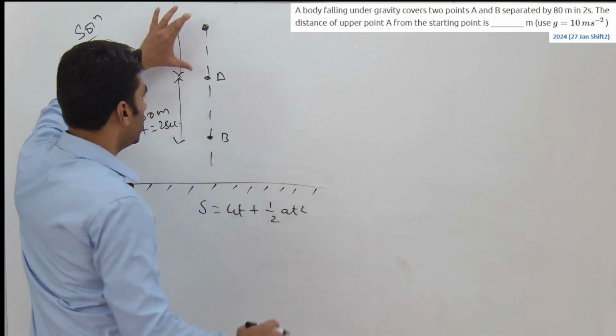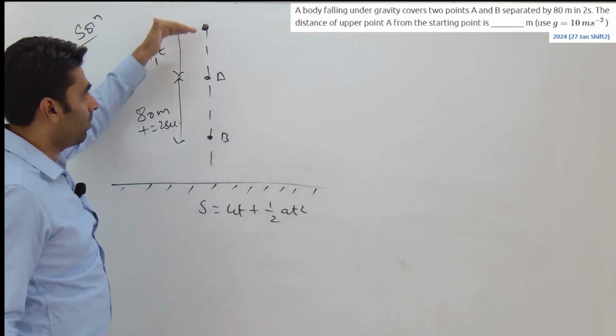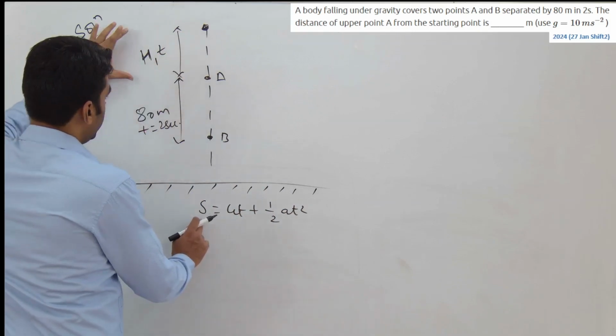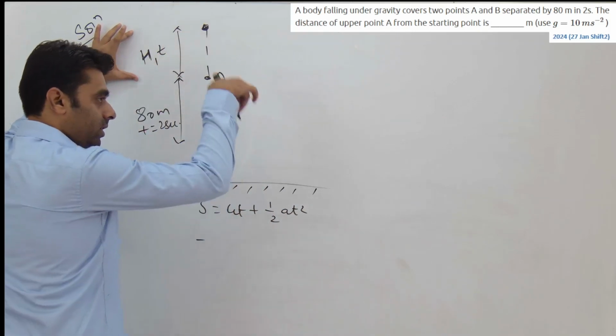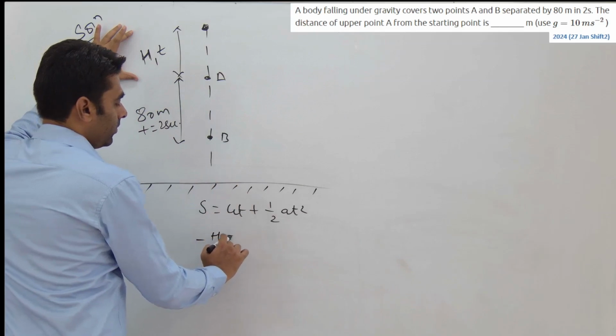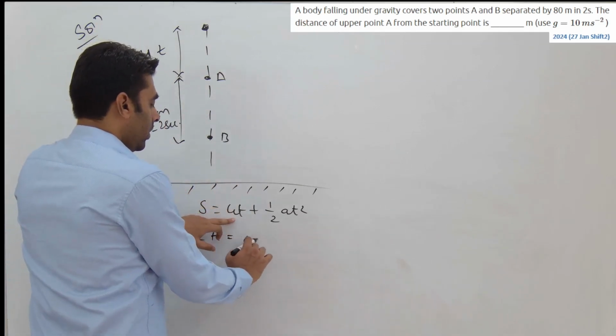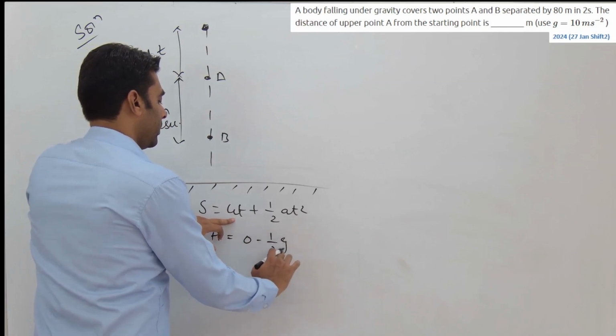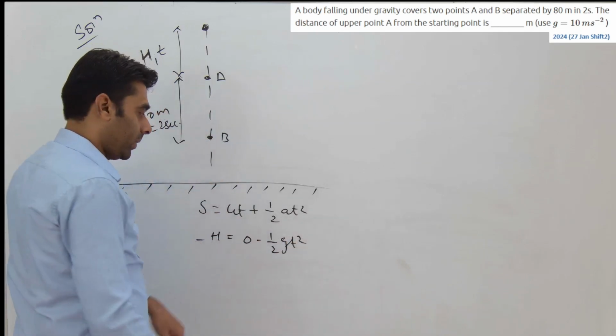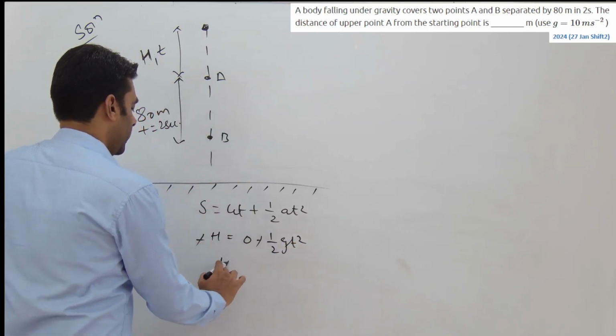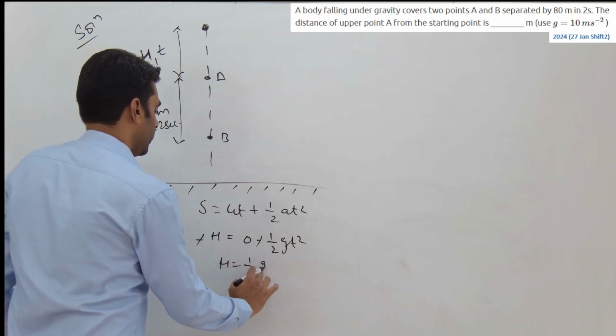First of all, in the upper part of the journey, that is from the top point till point A, what is our displacement? It is h. Because it is a downward displacement, I am using the sign convention minus h. U is 0, initial speed is 0, minus half gt square, right? G is downward, therefore minus. What are we getting? h is equal to half gt square.